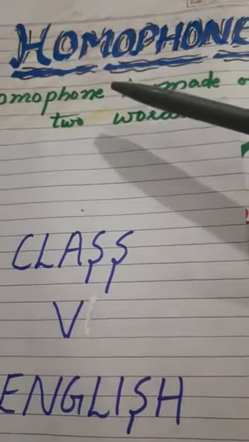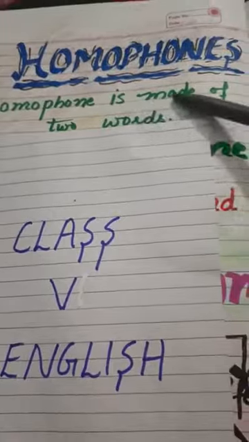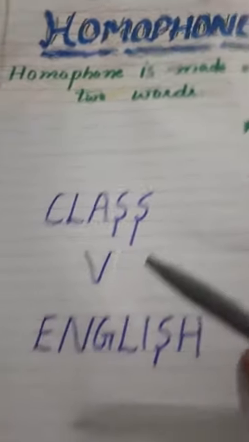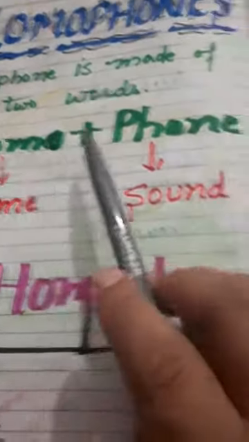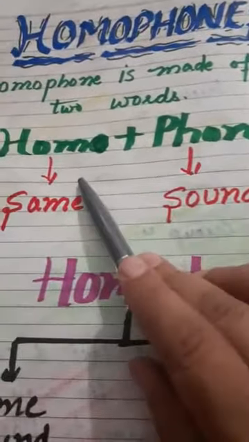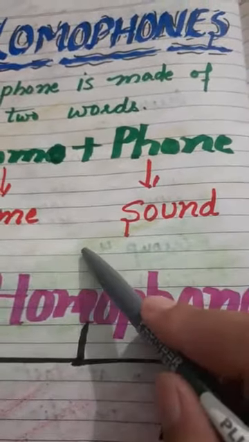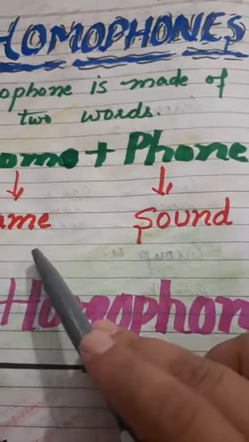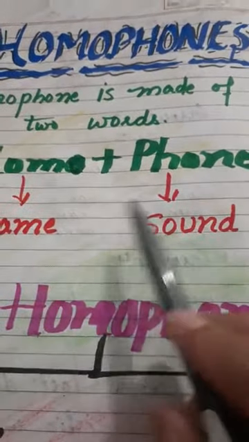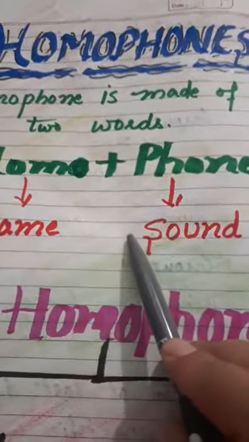So firstly, the definition of homophone. It is made up of two words. ये दो शब्दों से बना है. कौन कौन से? Homo plus phone. Homo means same and phone means sound. It means if we are adding these two words, then it will become same sound. So the meaning of homophone is same sound.